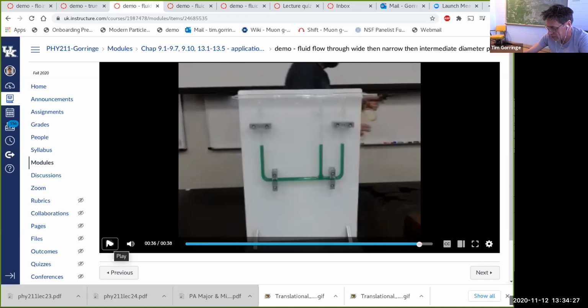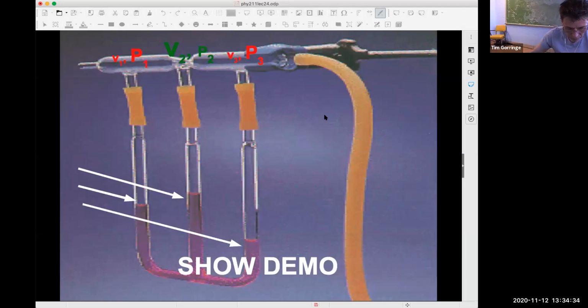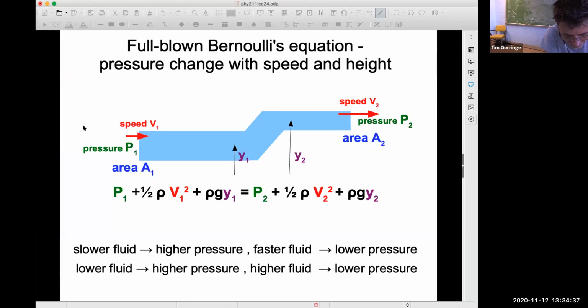Let me go back to my slides. This is actually what we call full-blown Bernoulli's equation and full-blown Bernoulli's principle. In the illustration with the pipe and in the equation that we quoted for Bernoulli's equation, the pipe changed diameter, but it was at the same height everywhere. If the height of the pipe changes, and that's what you see in here, not only does the, if you look at this pipe, as the fluid is flowing down this pipe here, now I've got to get my pen working again.